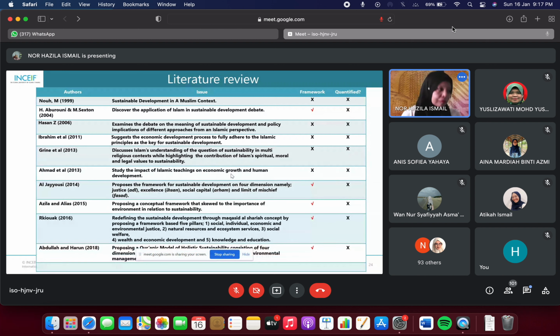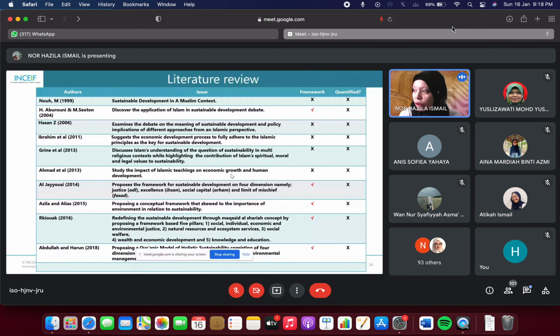And again, this is only my opinion. When you are presenting your literature, you don't have to do PowerPoint karaoke. You go and read out authors Noah 1999, the issue is sustainable development in a Muslim context, then H. Abu Rauni, and your presentation goes on for 2 hours. So you have to remember that supposedly your panel did read your report.